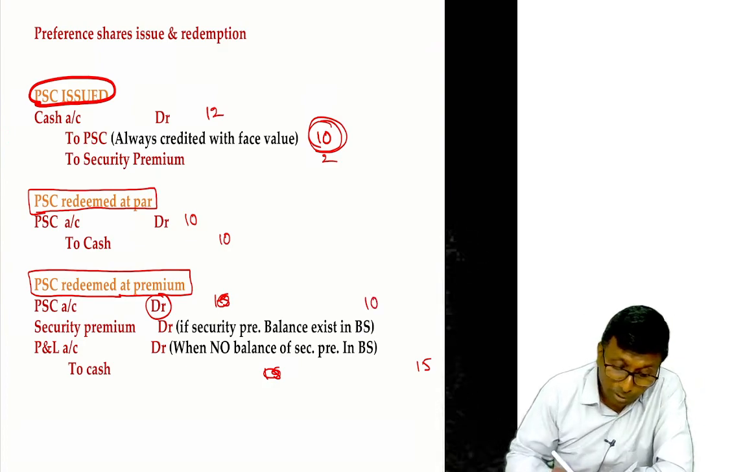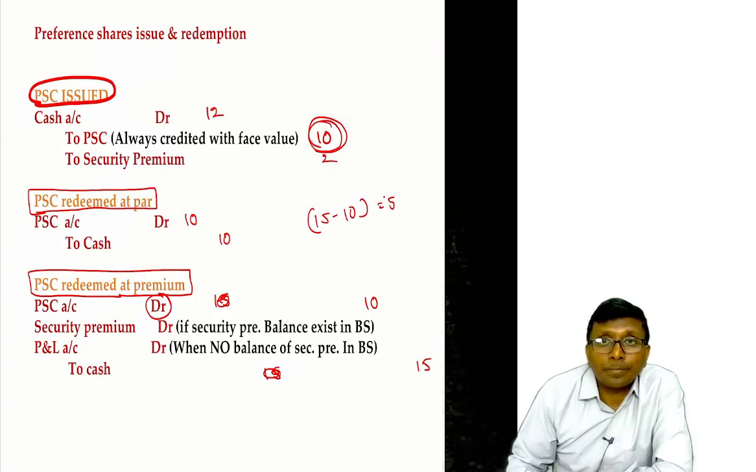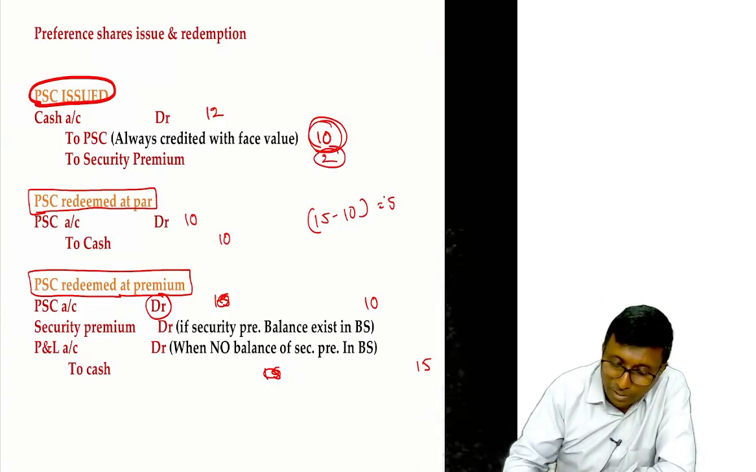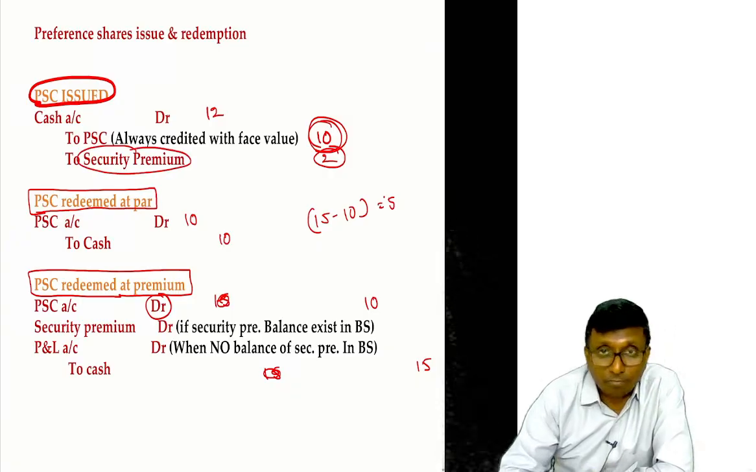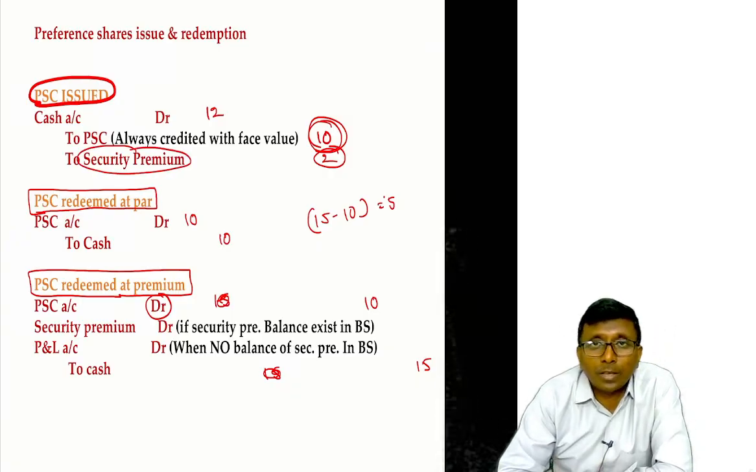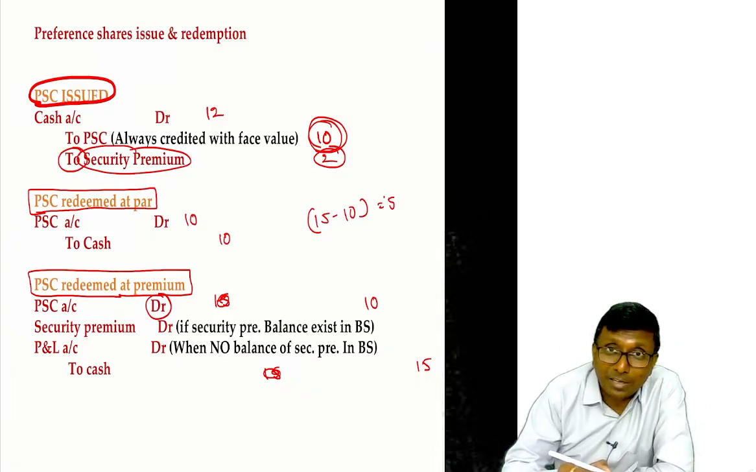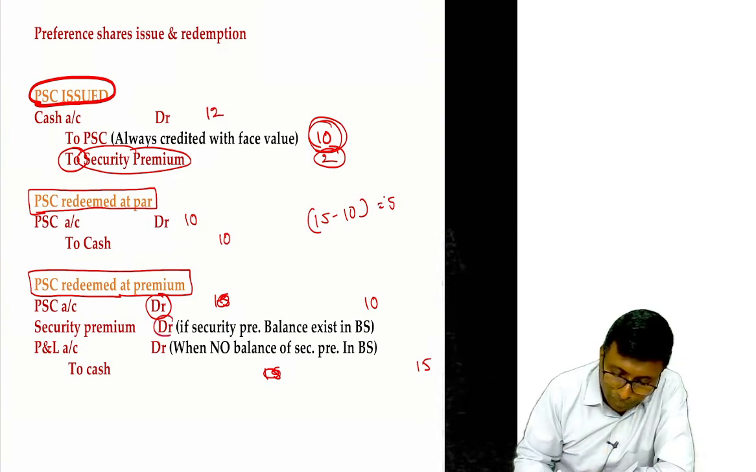Now, how much did you pay in excess? You paid 15 against 10 rupees. That means 5 rupees is excess. What do you do with the 5 rupees excess? First and foremost, when you issued at premium, where did you transfer it? Securities premium account. When issued at premium, securities premium was credited at issue time. When you redeem at premium, it is debited at redemption time. Okay, sir, securities premium debit.